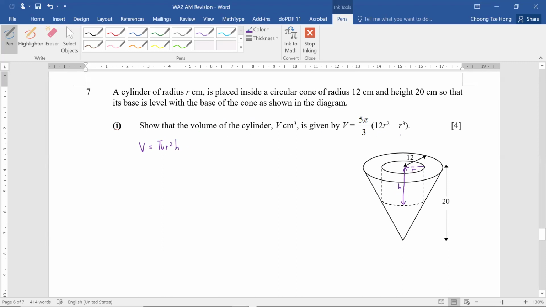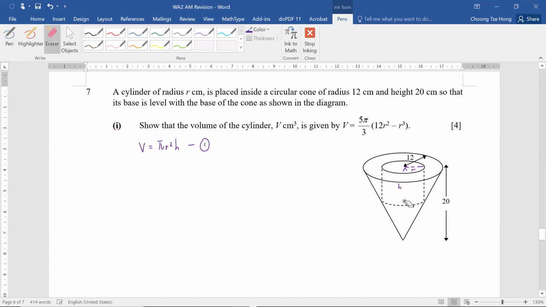But if you look at the formula that they gave us, it doesn't have any h there. So we will need to formulate an equation that relates h and r, and then substitute into this equation to get rid of the h. I'll call this equation 1 first, and then we'll go about trying to find h. Whenever you see a question that involves a cone, you've got to start thinking about similar triangles.